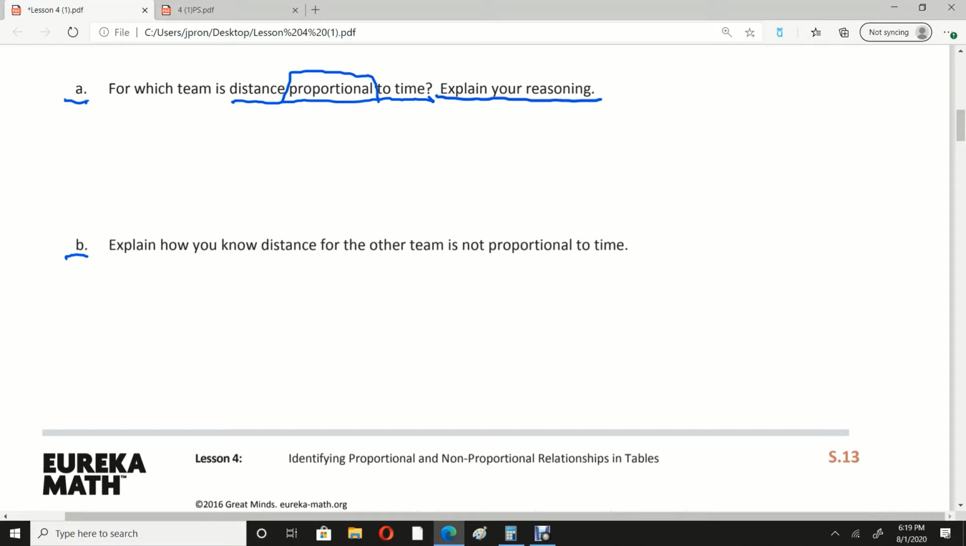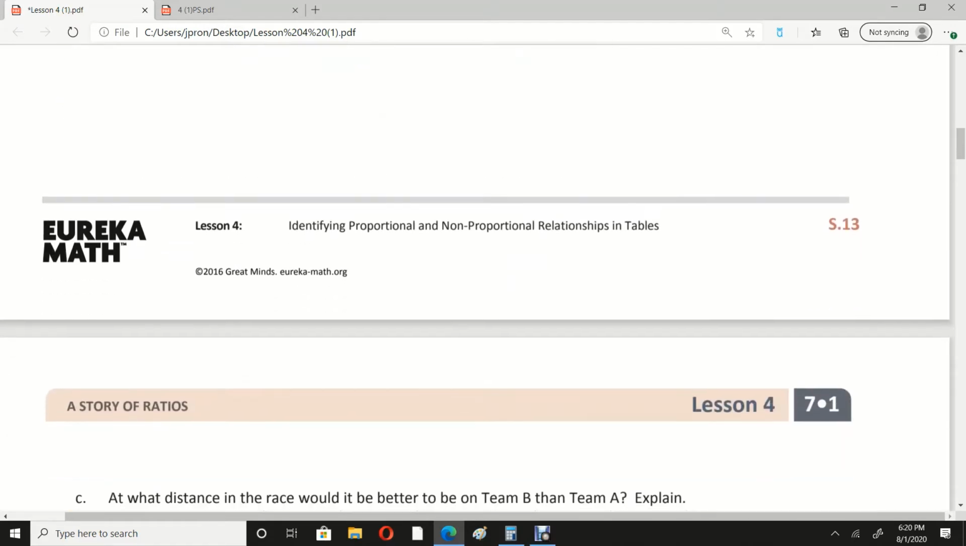Explain how you know. Explain how you got there. Explain how you know the distance for the other team is not proportional to time. So again, how did we determine one was proportional and the other one isn't? Is what they're asking, I guess. Yes, explain how the one is proportional and the other one isn't.